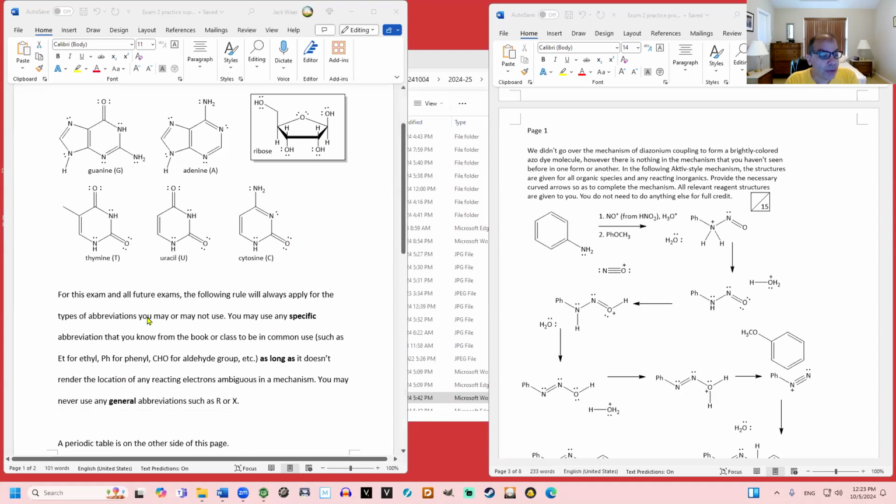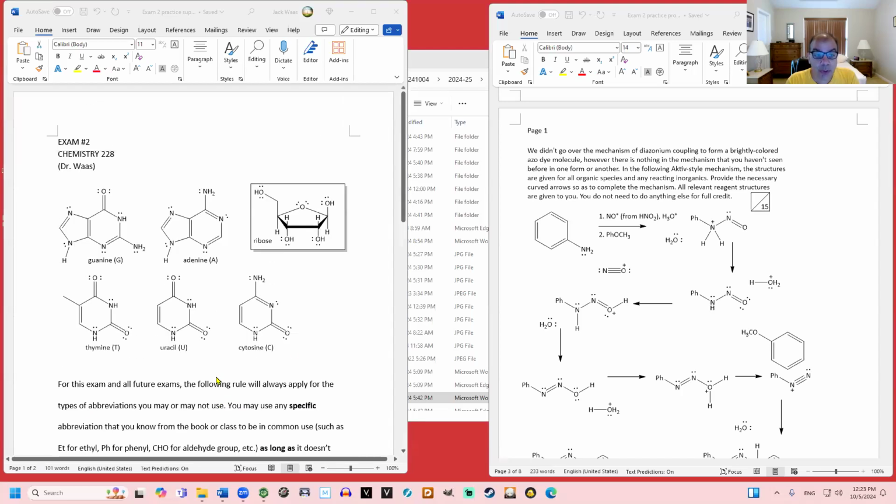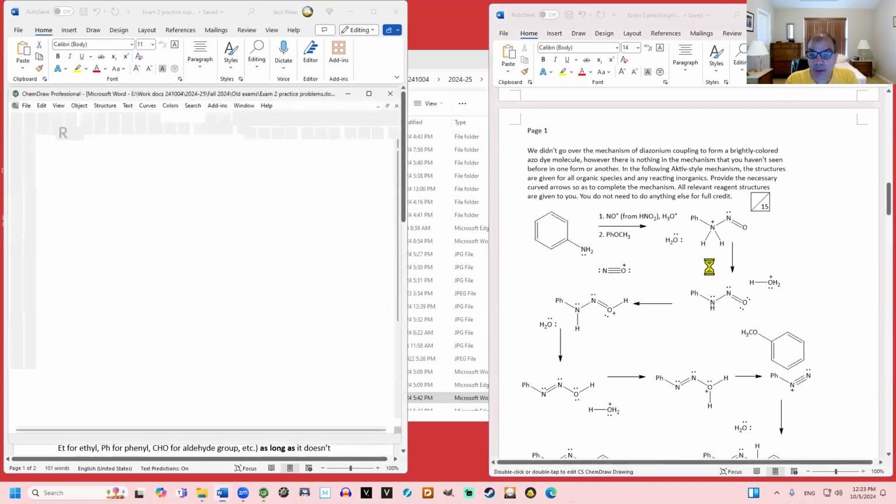I'm probably also going to import this text over here into your supplemental section. This tells you how to know what abbreviations you can use on exams without losing points. I would suggest you read that ahead of time, or at least read that when you get the exam, because I think this makes that whole idea pretty clear. Good, on to the actual exam practice questions.